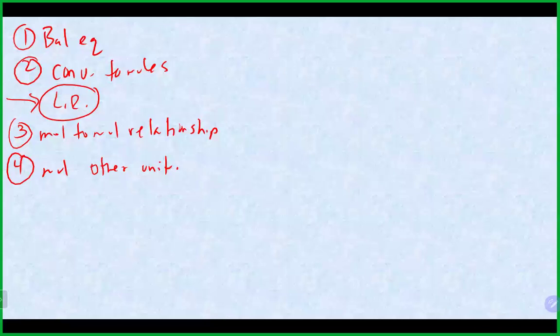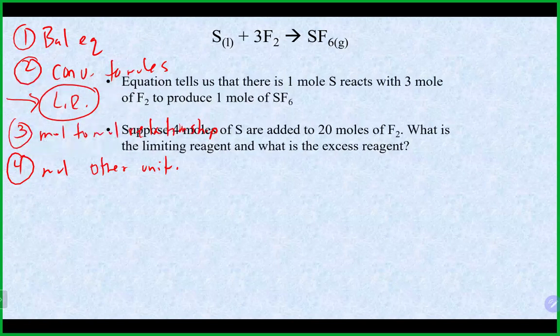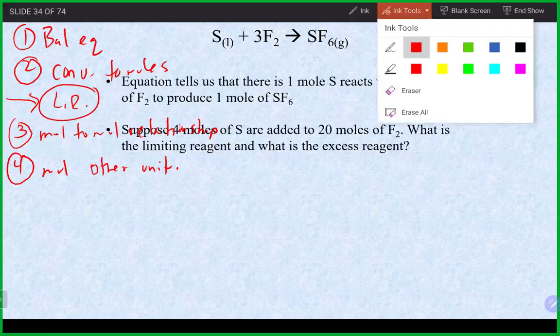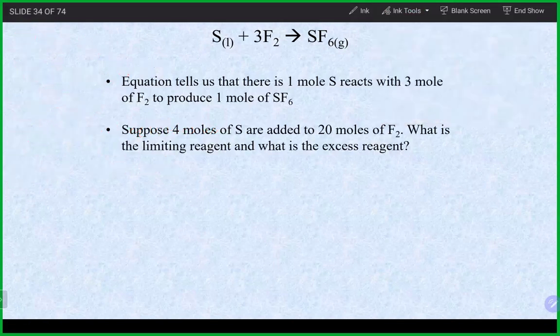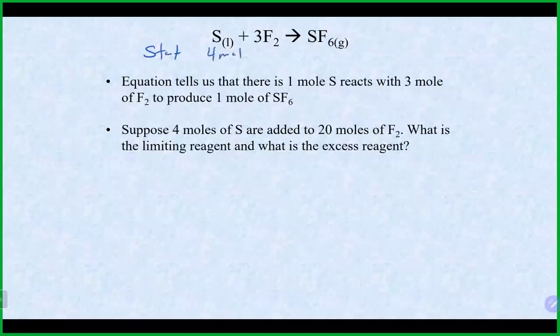So let's take a look at an equation such as this, where we have S plus 3F2 goes to SF6. And let's just say, for example, here, I didn't write over everything. So we'll erase what I wrote there. There we go. So let's just say, for example, that we're going to start this experiment or reaction with 4 moles of S and 20 moles of F2.